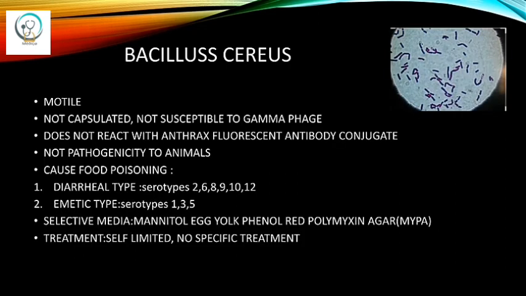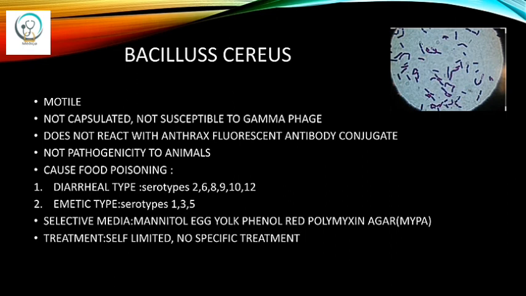Then about Bacillus cereus. It is an important anthracoid bacilli. It is motile and non-capsulated. We know the anthrax bacilli is non-motile and capsulated. It is just opposite to that. And it is not susceptible to gamma phage. Then it does not react with the anthrax fluorescent antibody conjugate, and it is not pathogenic to animals. It causes food poisoning. Two types of food poisoning are caused by this bacilli: diarrheal type and emetic type.